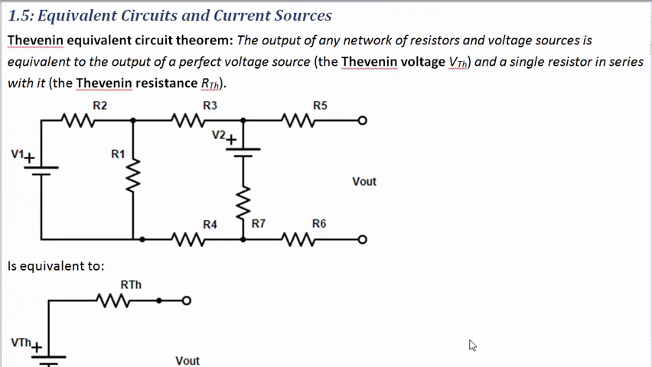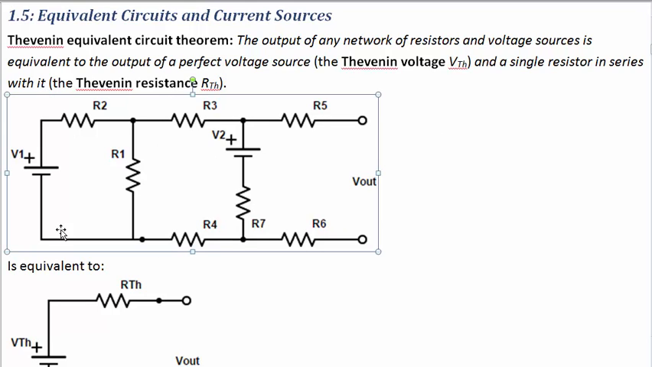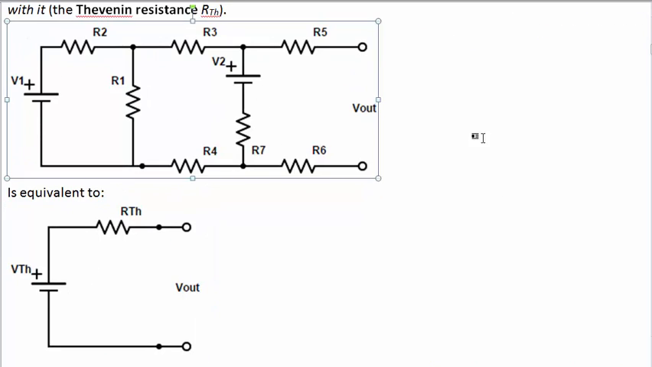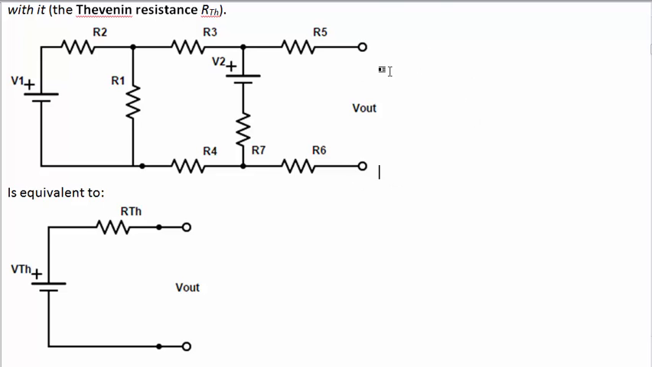Section 1.5, Equivalent Circuits and Current Sources. Thevenin equivalent circuit theorem says that the output of any network of resistors and voltage sources is equivalent to the output of a perfect voltage source, called the Thevenin voltage, and a single resistor in series with it, the Thevenin resistance. What that means is you can replace this sort of a network with this sort of a network, and both the networks will have the same effect on any kind of output circuit that you would put over here.